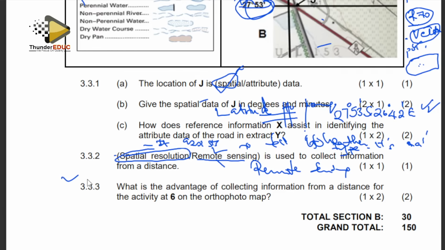We go to the last question. The last question in this paper is, what is the advantage of collecting information from a distance for the activity at 6 on the orthophoto map? We'll go to the orthophoto map.